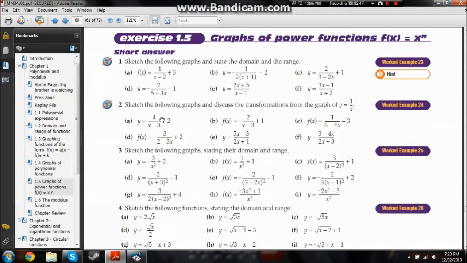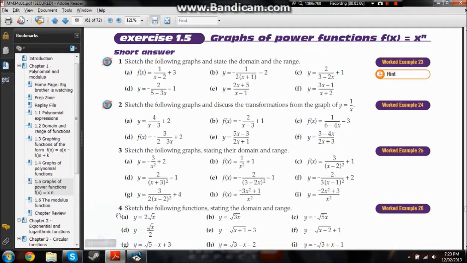Question 2 basically follows off the same stuff, so I'm not going to draw any of those, but it's basically asking the same question, except for those you don't have to state the domain and range. You just have to say what the transformations were. So this one was dilated by a factor of 4. It was translated 3 units to the right and 2 units up, stuff like that.